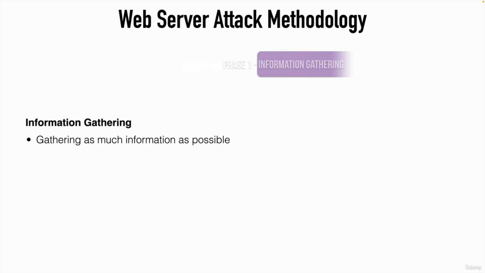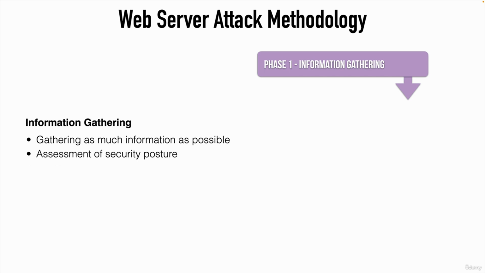Phase 1 is information gathering. No surprise here. Attackers want to gather as much information as possible using a wide variety of tools and resources. This helps to assess the current security posture of the target, and most likely this will leverage online resources and OSINT tools. Some of those same tools are the ones we mentioned in a previous section of this course. Things like Whois lookup tools and DNS tools.